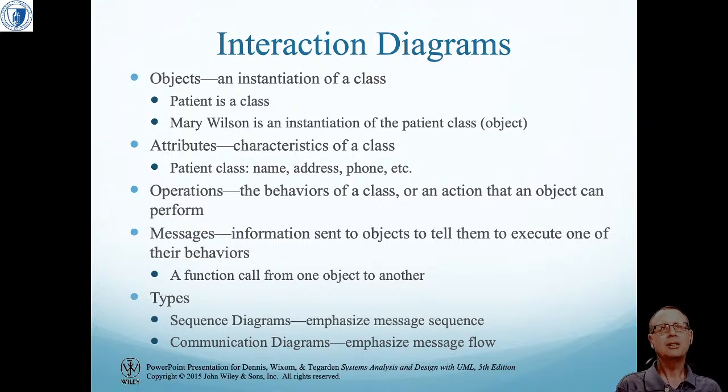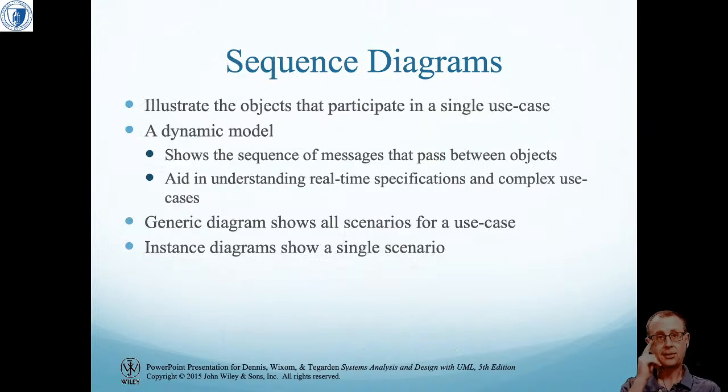Right? Interaction diagrams have objects and attributes and operations and the messages between them. And there's two sorts of interaction diagrams. There's sequence diagrams, which we talked briefly about before, and there's communication diagrams. The sequence diagrams emphasize the sequence of the messages exchanged between objects, and the communication diagrams emphasize the connectivity between the objects, right? So we're not that concerned with how things are sequenced.